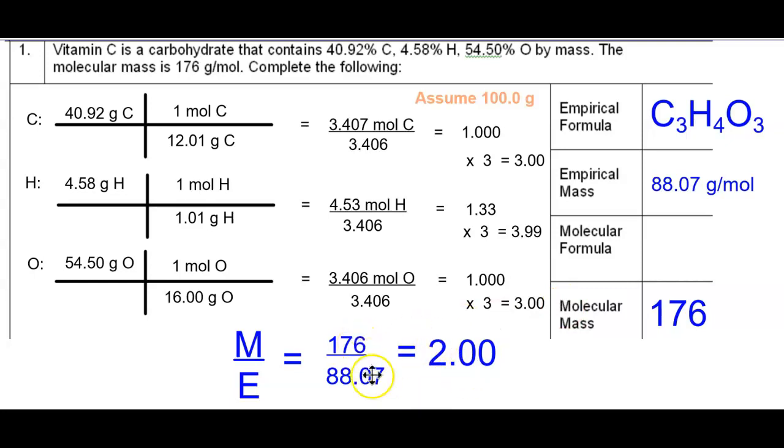Whatever you get for this ME part, when you ME it, whatever your ratio is, that's the factor you multiply your empirical by to get to your molecular. So I will multiply each atom by 2. So 2 times 3, 2 times 4, and 2 times 3. When I do that, I get C6H8O6.